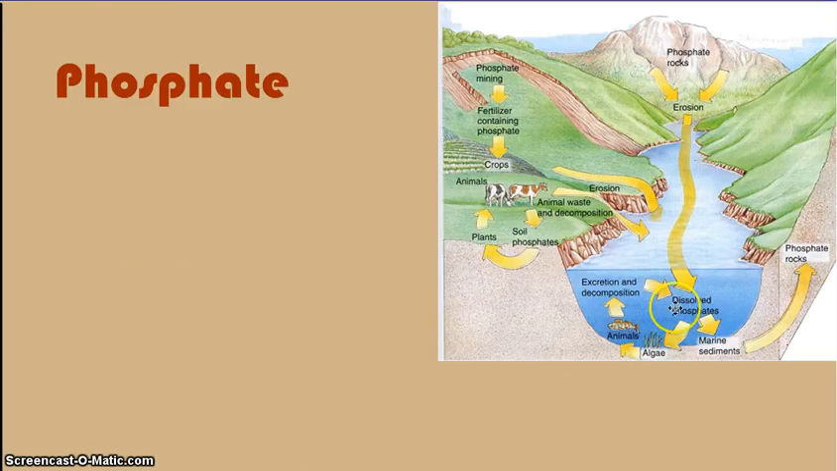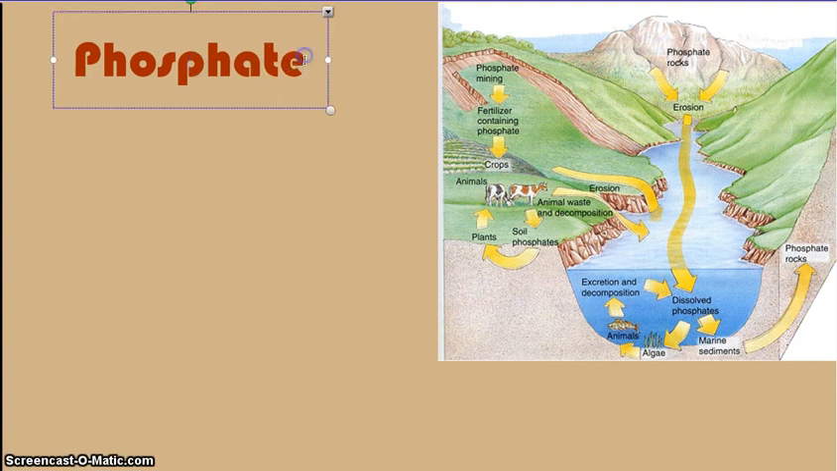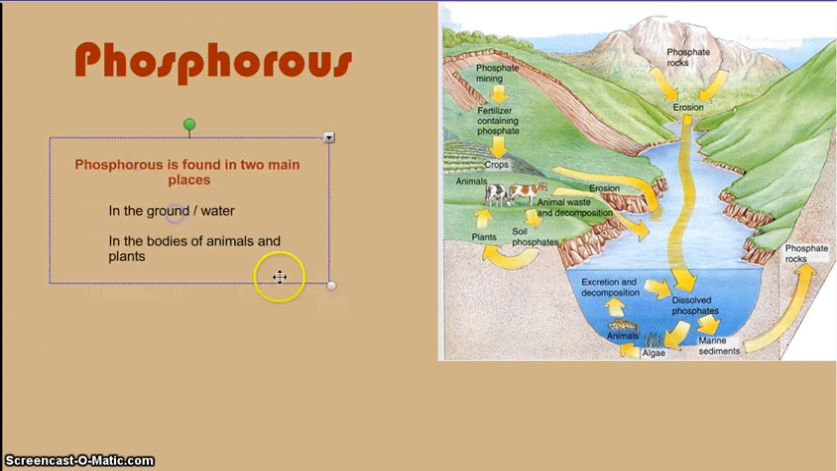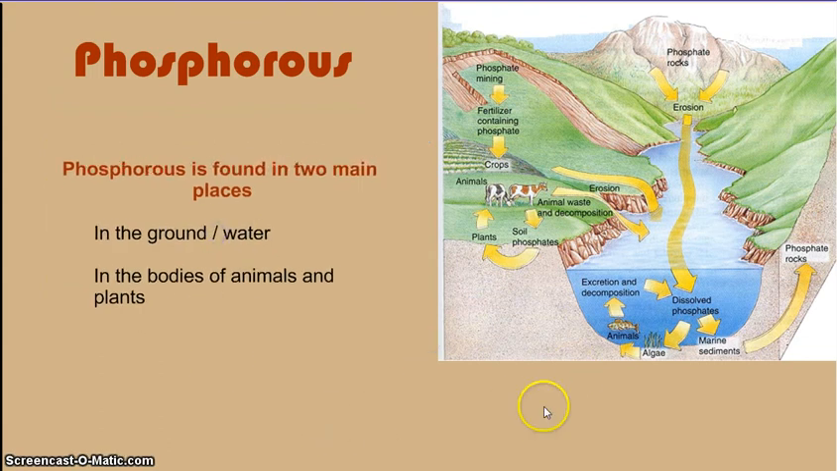Phosphate cycle. Now, we're not going to talk a lot about phosphate and phosphorus. Actually, this should be phosphorus. Okay. Phosphorus actually can only be found in two main places in our ecosystems. It's found in the ground and the water and in the bodies of animals and plants. And humans are involved in the phosphorus cycle when we mine things. So here's a picture of the phosphorus being mined. We put it on our crops to help the crops grow better. And then some of that gets in the water and the ecosystem. And it's found in the bodies of plants and animals.